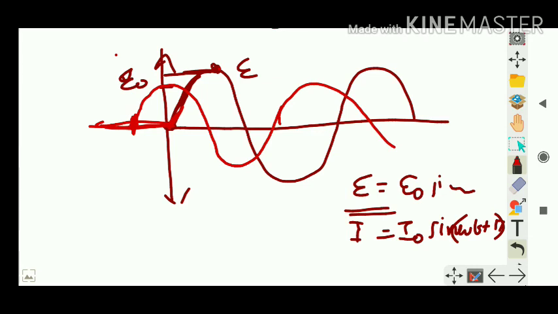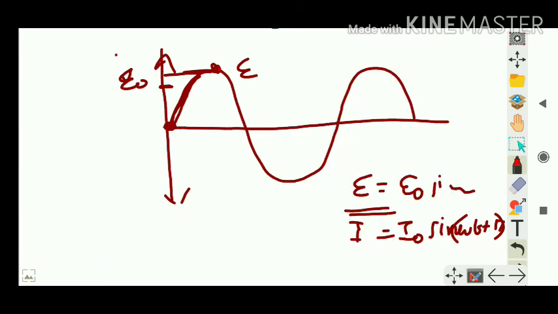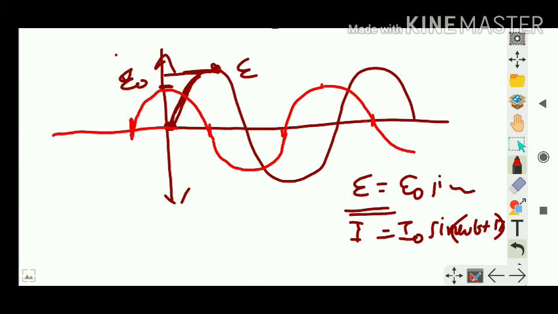Clear? Even if it doesn't look okay, I'll draw it again for proper understanding. Let's make it good. The current has already started, which means let's make the points first. So this is the current. By the time the EMF is starting, the current has already reached its peak value. That is the 90-degree shift. So this is the 90-degree shift here.